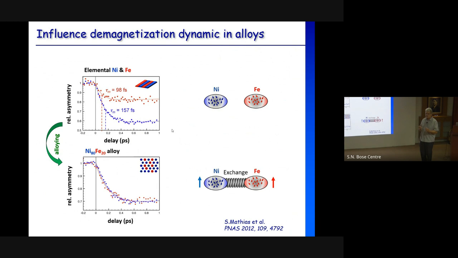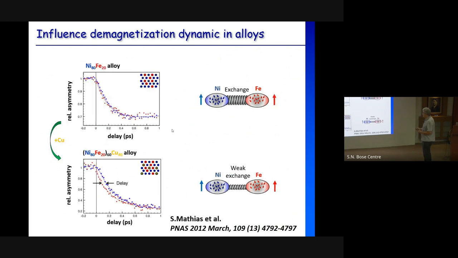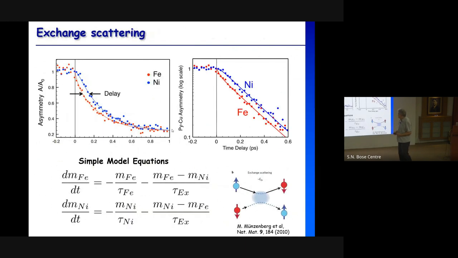We have to reduce the exchange energy between nickel and iron. That's well known: you put copper into the alloy. That weakens the Curie temperature and the exchange coupling between them. And now, indeed, we have seen a clear delay between them. That was something we were able to publish at that time. We did not understand why iron decays faster than nickel. But when that happens, whatever the reason, then exchange coupling will set in.